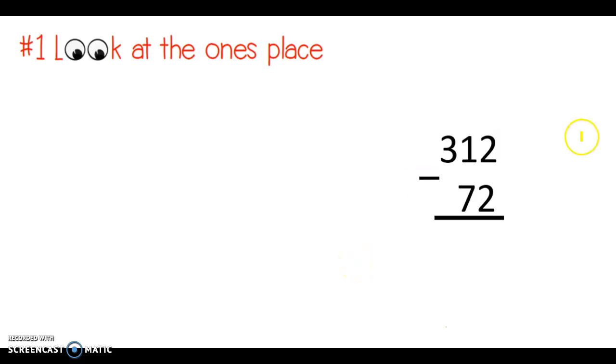When I look at my ones, we'll see I have a 2 in my ones place for 312, and I have a 2 in my ones place for 72. I shouldn't have anything lined up under the 300 because there aren't any hundreds in the number 72. So I always want to make sure I line that ones place up.